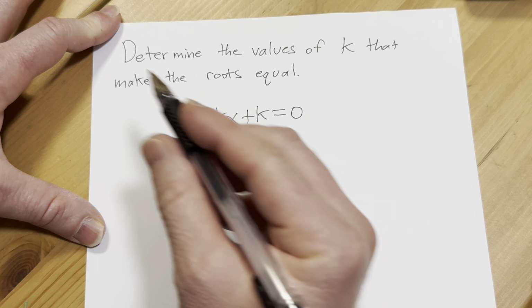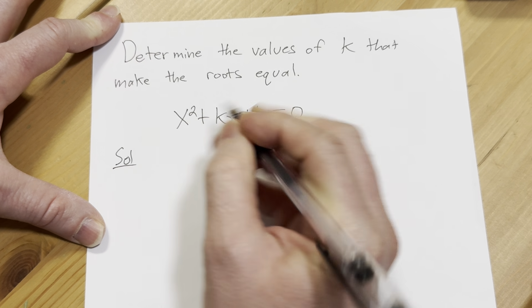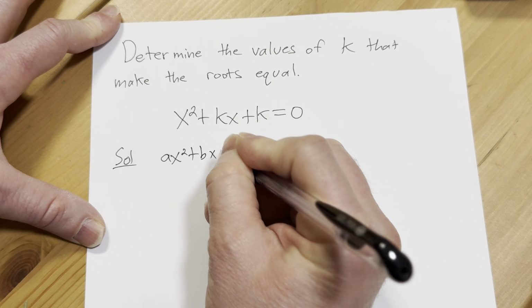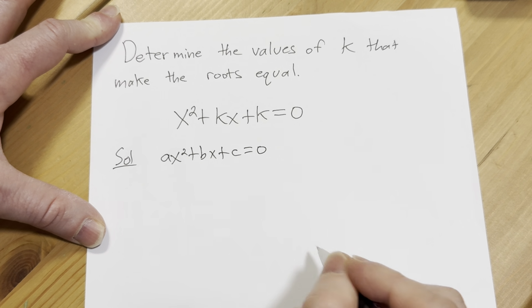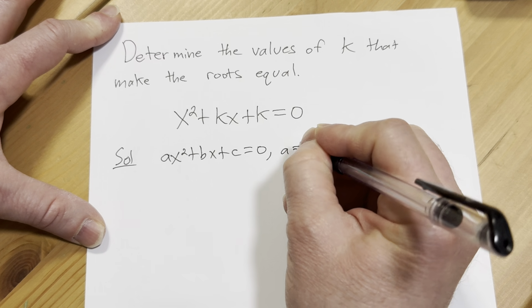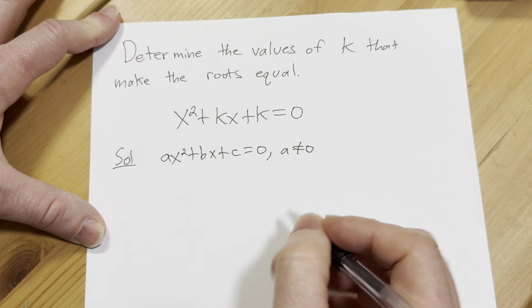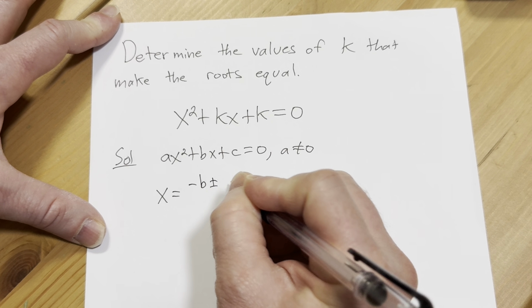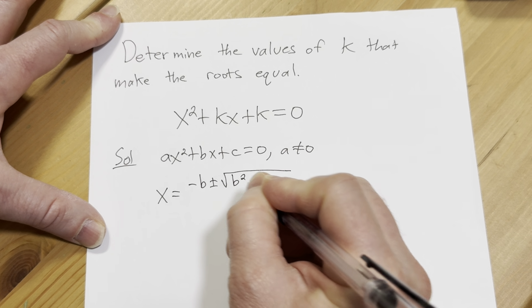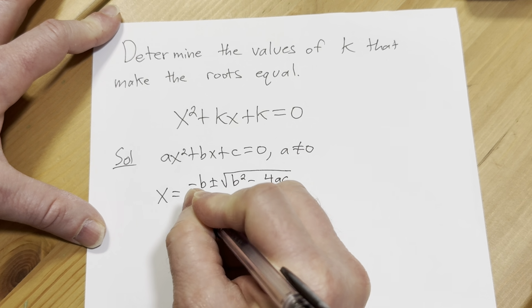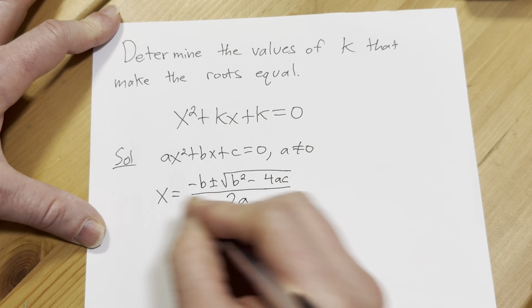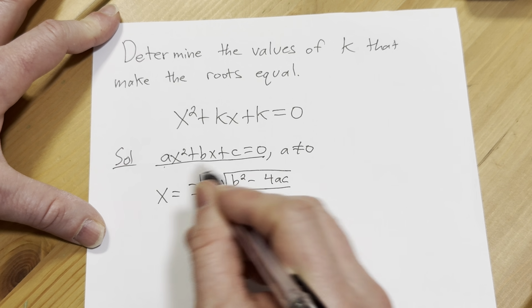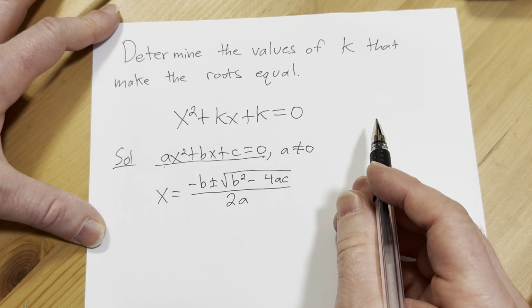And so recall the quadratic formula says if you have an equation, ax squared plus bx plus c equals 0, and here a is not equal to 0, the solutions of this equation are given by the following. x is equal to negative b plus or minus the square root of b squared minus 4ac, and all of this is being divided by 2a. So this is the quadratic formula. This is a quadratic equation, and these are the solutions to the quadratic equation.